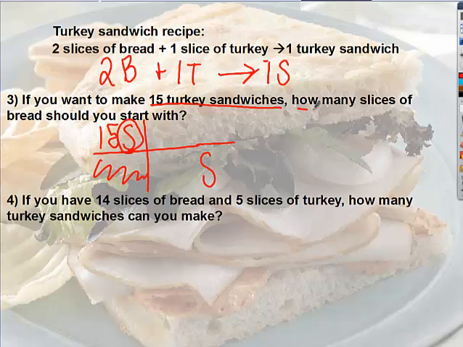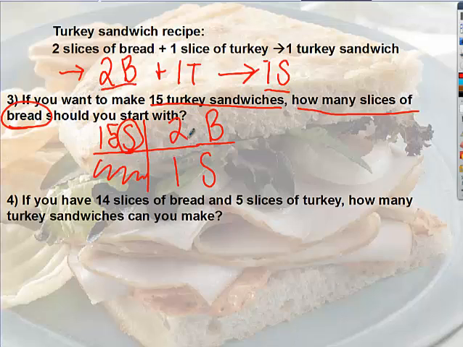In this problem, it says how many slices of bread, so bread goes on top. I have 1 sandwich in my balanced equation, 1 sandwich right here, and 2 breads for every sandwich. Sandwiches will cancel out this time, and so my final unit will be in bread. So if you multiply it, I'll have 30 pieces of bread.